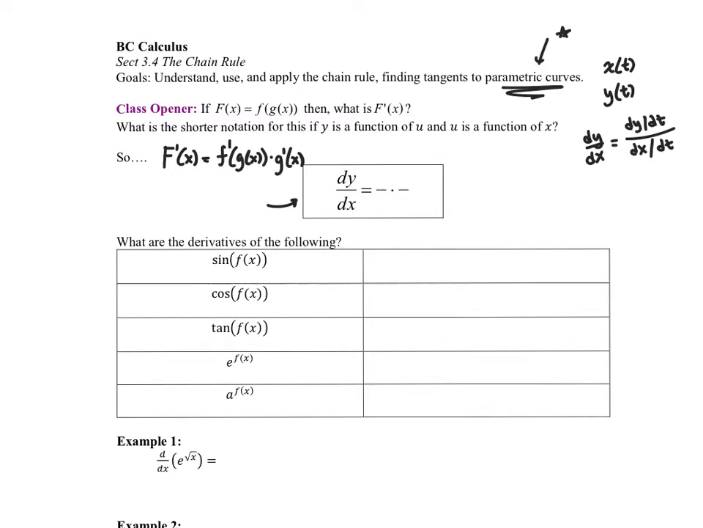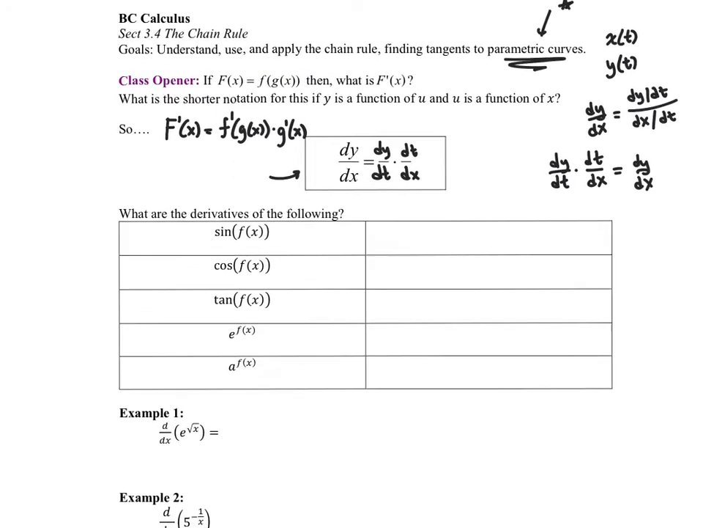So dy dt over dx dt is the same as dy dt times dt over dx, which, look at that, gives us dy dx. The dt's cancel, and I get dy dx. So just for future reference with regards to parametrics, dy dx can be found by taking dy dt times dt dx. Okay, so let's look at some chain rule derivatives just to get a little refresher.